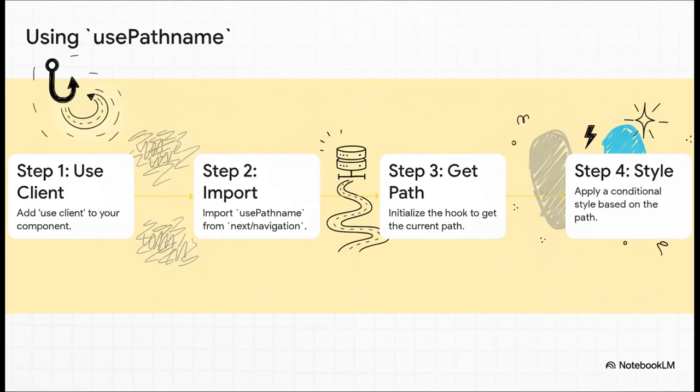So for that visual feedback, we use a really neat tool called usePathname. It's a hook and it's a total game changer. It literally just tells you what the current URL path is, so you can really easily apply a special style or class to highlight whichever link is active.